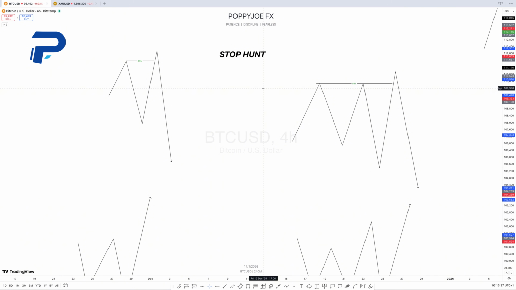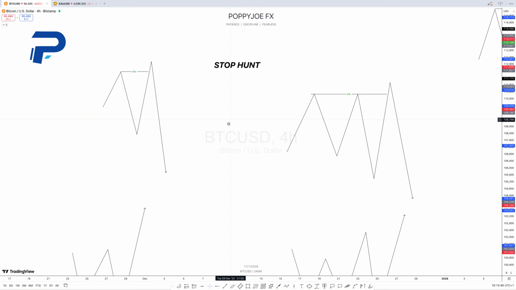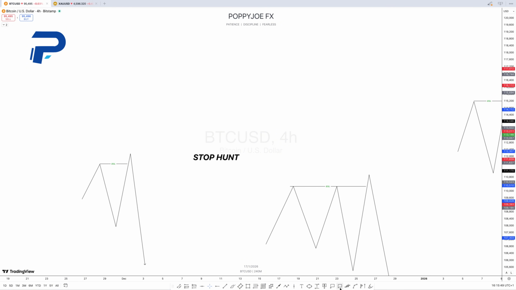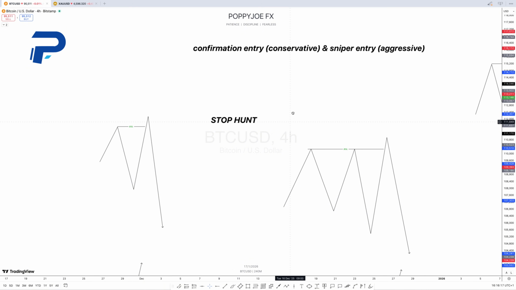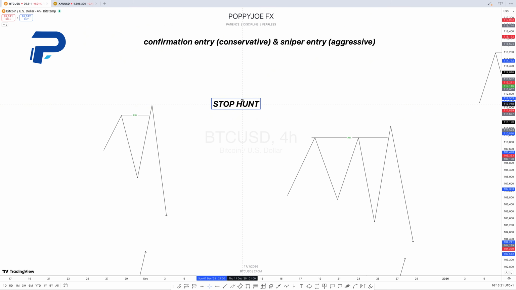So in today's video, I'll be talking about the liquidity stop hunt and how to use it in trading. I'll be giving a comparison between aggressive entry and sniper entry. So let's call it this way. There will be a comparison between what we call confirmation entry and what we can call sniper entry. I call the sniper entry the aggressive entry, and I call the confirmation the conservative entry. So let's see the difference between these two types of entry, using the liquidity stop hunt as a case study, as a main focus, right?